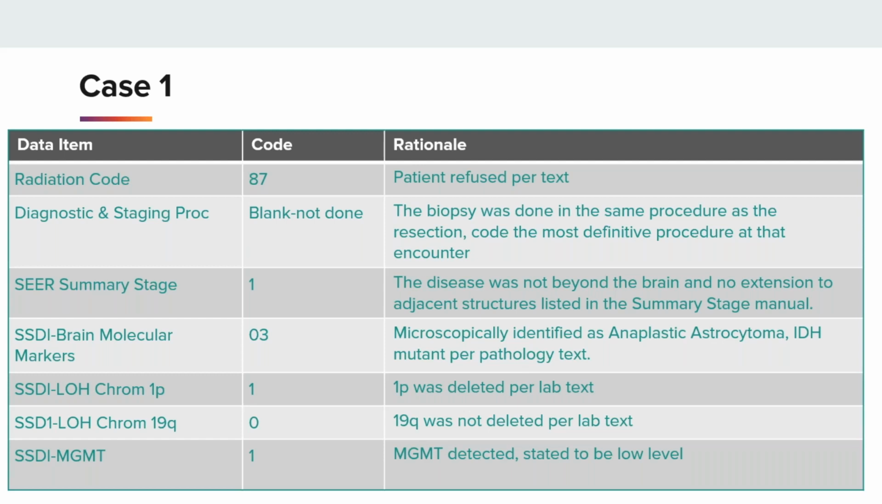The SSDI, loss of heterozygosity, is going to be chromosome 1P. It's going to be coded as a 1 because 1P was deleted per the lab text. The SSDI LOH chromosome 19Q is going to be a 0 though, because 19Q was not deleted per the lab text. And then the MGMT is going to be a code 1 because it was detected and it's stated to be a low level.